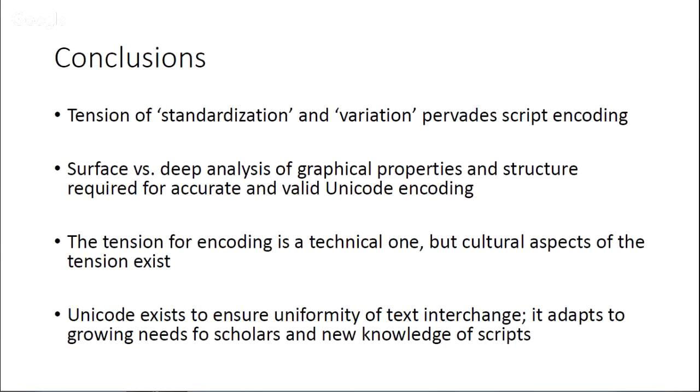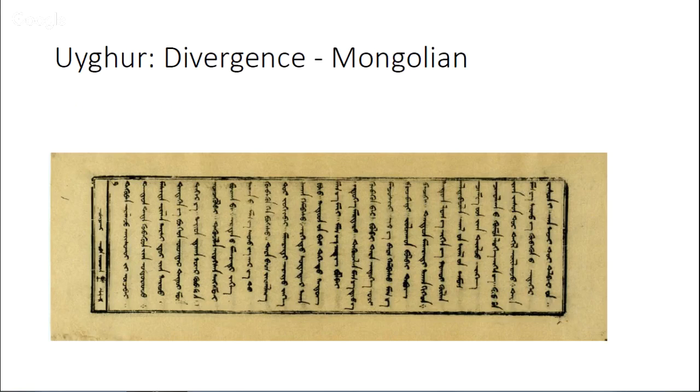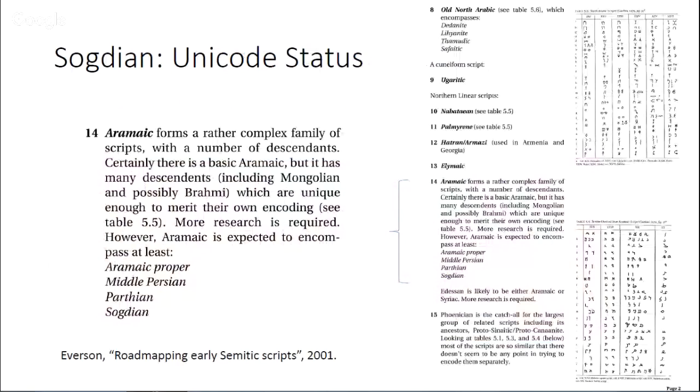And all of this is geared towards meeting the needs of scholars, and it's all based on new and emerging knowledge of scripts. So when Michael Everson wrote about unifying Aramaic, or unifying Sogdian with Aramaic, at that point, we did not fully understand just how many scripts there were in Central Asia. We don't see Khwarezmian listed here. We don't see Uyghur listed here. At that point, the people who were working on Unicode, their knowledge of ancient and historical scripts and regional scripts was fairly limited.